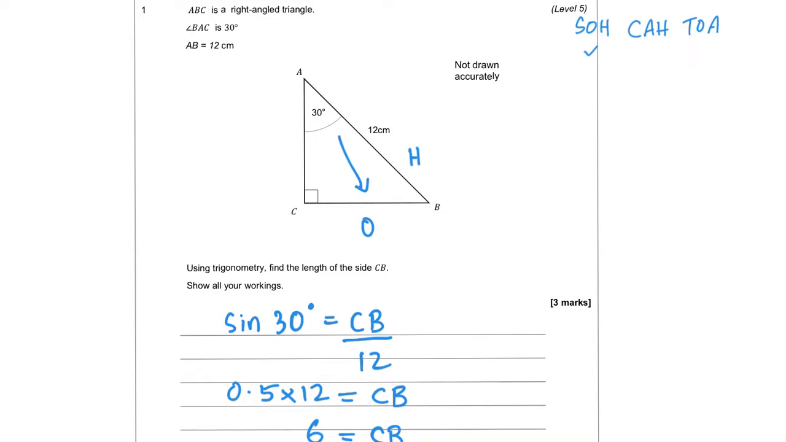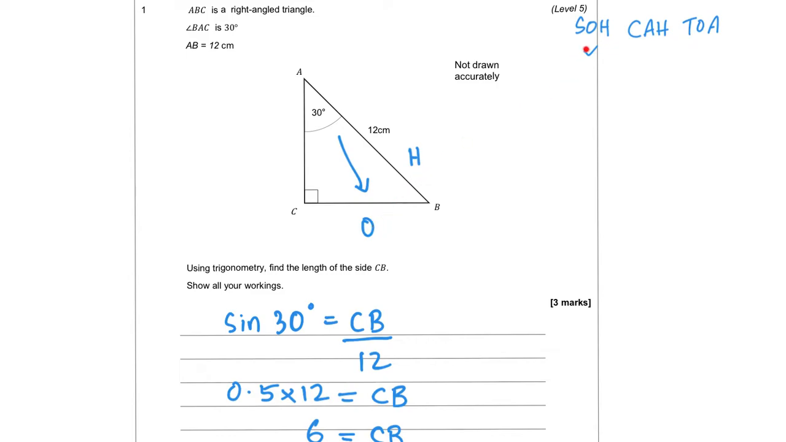Alright, so this is a solution video. What you can see here, we are looking for side CB when we have 30° and AB is 12 centimeters. We know AB here is the hypotenuse, so we can label it H. And the side that we are looking for is opposite from the angle 30°. So we have O and H.